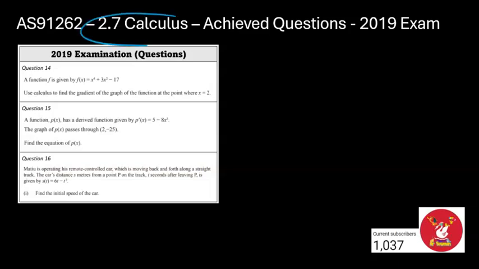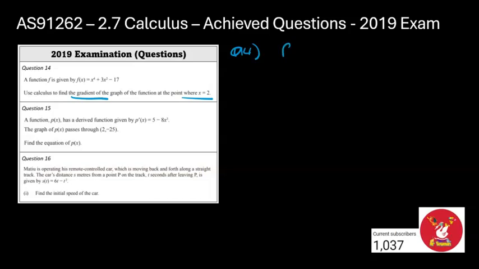This video is all about 2.7 calculus and hopefully it really helps you out with your end of year exam revision. And in particular, we're focusing on all the achieved questions from the 2019 exam. So from the website link, we're on question number 14 and we've been given a function. It's over here. And we've been asked to find the gradient when x is equal to 2. So let's jot down question number 14.